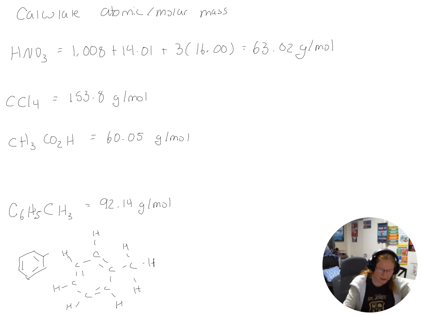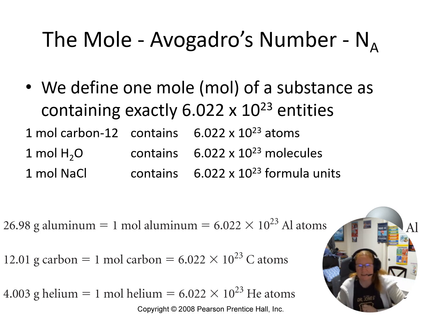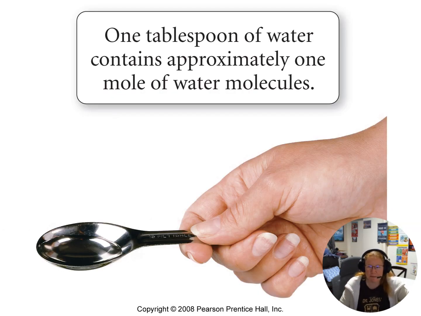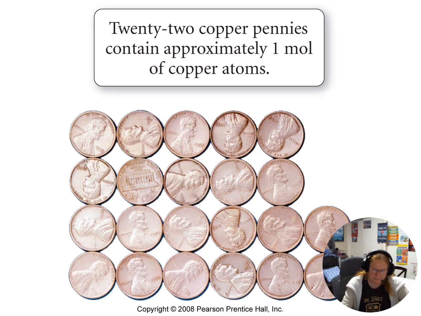Okay. Just to put some things in perspective, when we look at Avogadro's number, 1 mole is exactly that 6.022 times 10 to the 23rd entities. So I can be looking at a mole of atoms, a mole of molecules, a mole of formula units, a mole of, like I said, students. I'm not sure I would survive a semester if I had a mole of students, because that would be 6.022 times 10 to the 23rd students. I'm not sure I would get anything graded if I had that many students. All right. As a visual, a tablespoon of water is approximately 1 mole. 22 pennies is approximately 1 mole of copper.